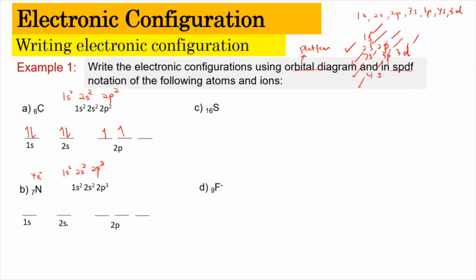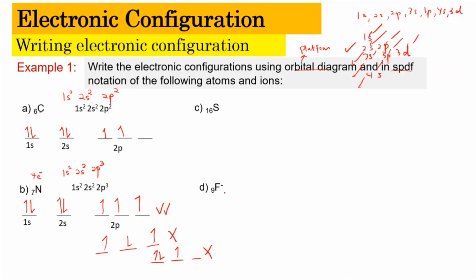So 1s2, 2s, and 2p. Okay, so for 1s, I have 2 electrons, so it's going to be up and down. For 2s, plus half minus half, and then 2p3. And according to Hund's rule, I need to fill in singly first with parallel spin. Okay, so you cannot write it like this. So this one is wrong, or you cannot write this like this. So this one is also wrong. Okay, so this is the accepted one.